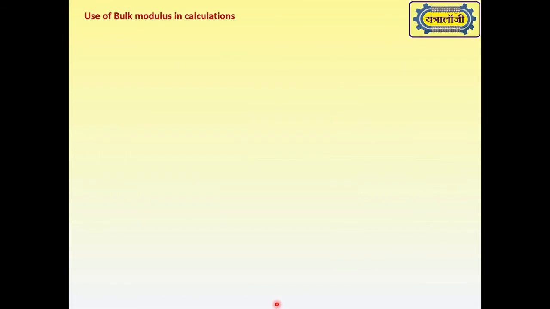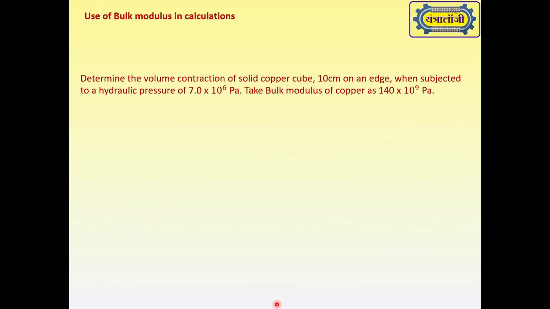Now we'll see the use of bulk modulus in the calculations in examples. We'll see the problem. Determine the volume of contraction of solid copper cube of 10 cm edge when subjected to hydraulic pressure of 7.0 into 10 raised to 6 Pascal, and take bulk modulus of the copper equal to 140 into 10 raised to 9 Pascal. So we'll convert all the quantities to Newton and meter.